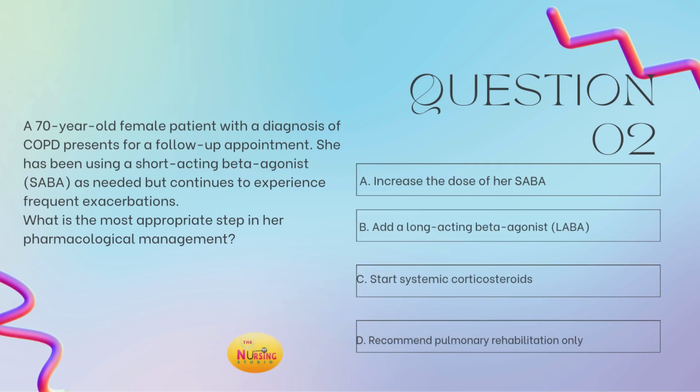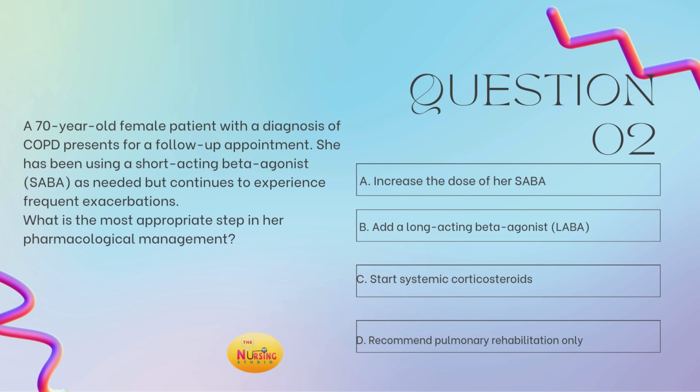All right, question number two. A 70-year-old female patient with a diagnosis of COPD presents for a follow-up appointment. She has been using a SABA as needed, but continues to experience frequent exacerbations. What is the most appropriate step in her pharmacological management? Is it A, increase the dose of her SABA, B, add a LABA, C, start systemic corticosteroids, or D, recommend pulmonary rehab only? Tell me what you got.